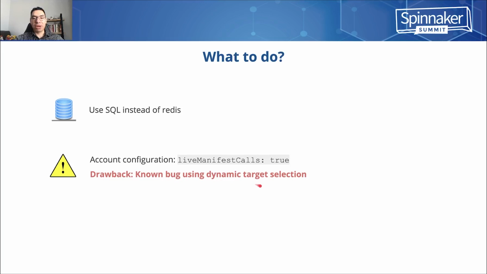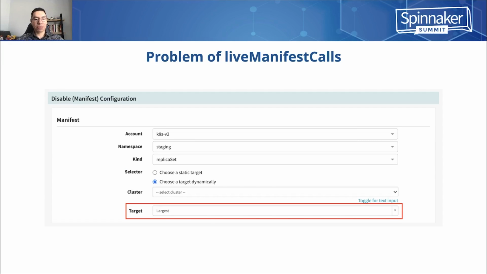But that comes with a caveat: if you are not using the cache, there may be some functionality of Spinnaker that you are using that relies on dynamic target selection. Dynamic target selection is functionality that relies on the latest state of some objects in the Kubernetes account. For example, we have the disable manifest stage. In the configuration of this stage, there's a setting where you can choose the target dynamically. And the target could be the largest replica set, or the newest, or the oldest.